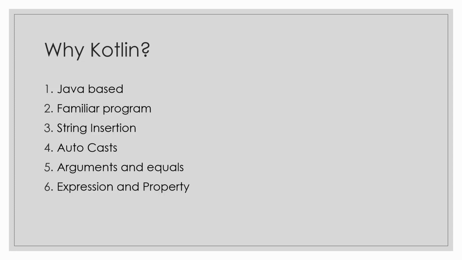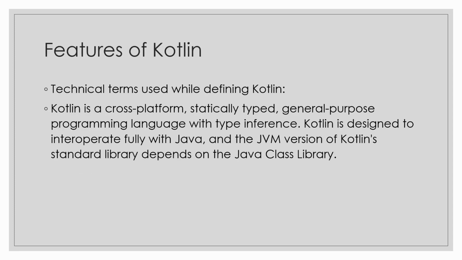So the other three we will be looking into in a while, so just hang on. Now, the features of Kotlin. We have studied the definition of Kotlin in the second or third video. It has more technical terms, like Kotlin is a cross-platform, statically typed, general-purpose programming language with type inference. We will be looking into these terms now.